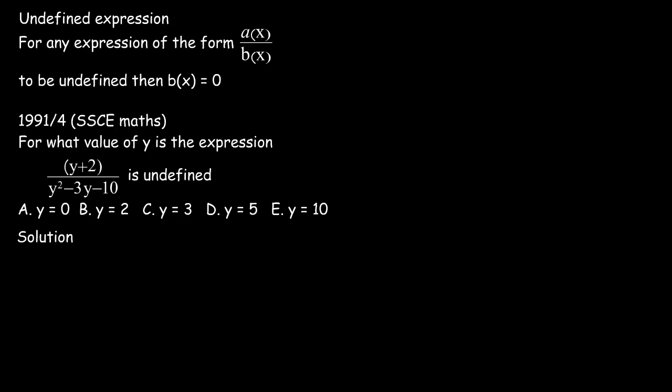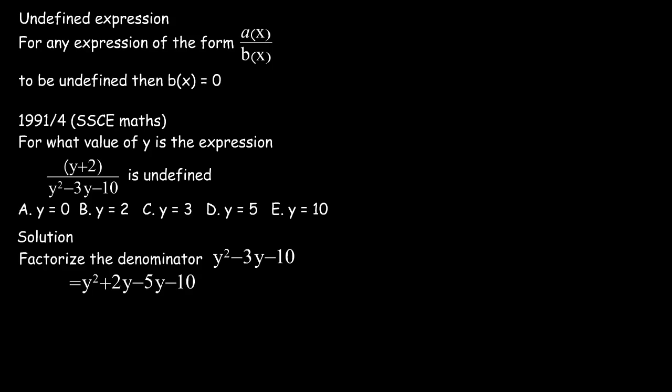Now the very first step is to factorize our denominator. Factorizing the denominator, which is y squared minus 3y minus 10, using the factor method, we are going to be looking for two numbers which, when we multiply them, give us minus 10, and when we add them together give us minus 3. The two numbers are plus 2 and minus 5. So splitting minus 3y into plus 2y and minus 5y, our expression becomes y squared plus 2y minus 5y minus 10. Factorizing, it becomes y into (y plus 2) minus 5 into (y plus 2), and factorizing further, it becomes (y plus 2)(y minus 5).